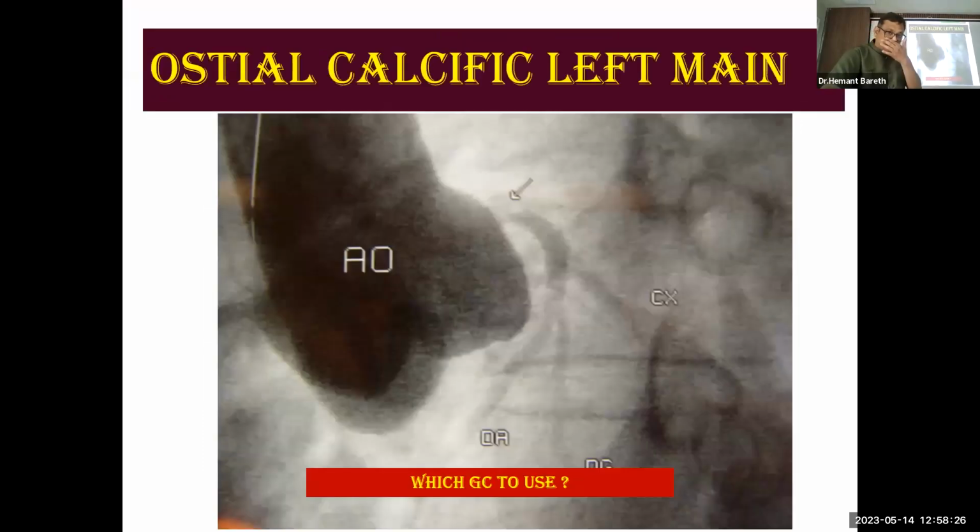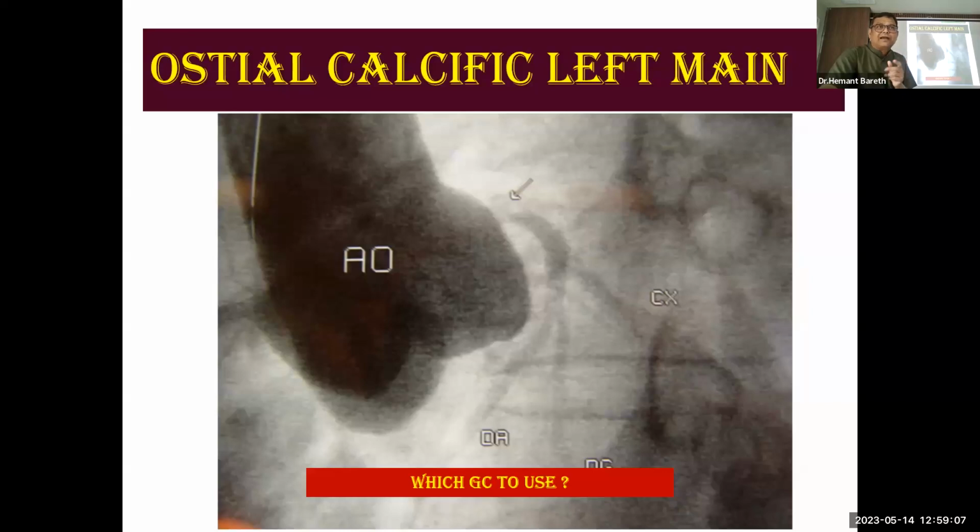Now, an ostial calcific left main, like this. It's a calcific ostial left main. What do you want to use now? JL? Will JL give support for a calcific left main? AL? AL will deep seat inside it. JL will not give you support. AL will deep seat, and the left main might get dissected. Understand the problem.